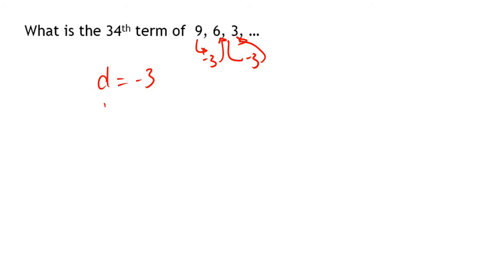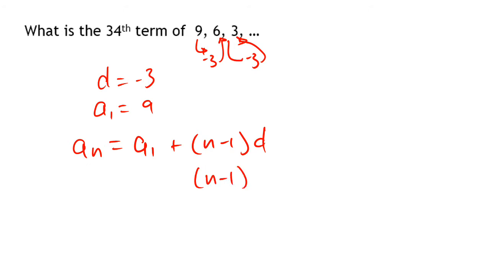The other thing I know is that my very first term, a sub 1, is equal to the number 9. Now, for an arithmetic sequence, a sub n, I could write a linear equation first and then flip it, or I could just use the notation that our book had. It said, take the very first value and add to that n minus 1 times the common difference. Either way works. Here I'm just plugging in what I know. My common difference is negative 3, so I've got n minus 1 times negative 3, and my first term is 9.